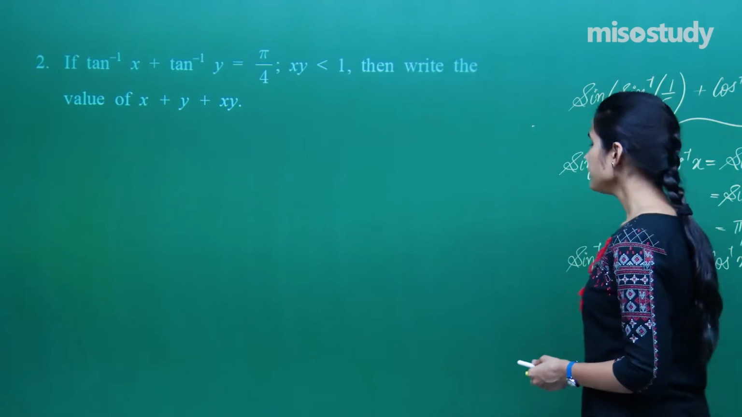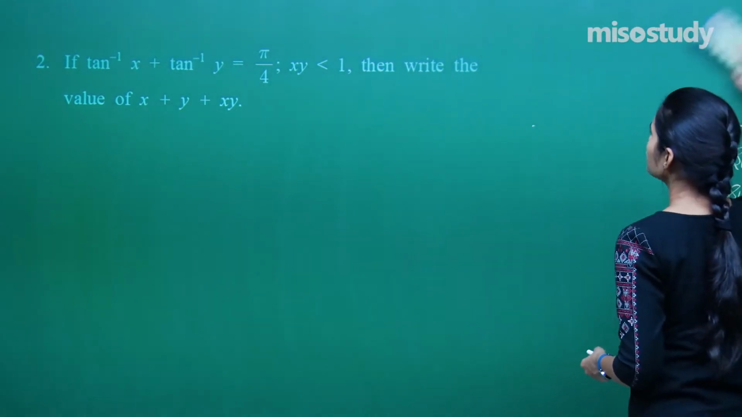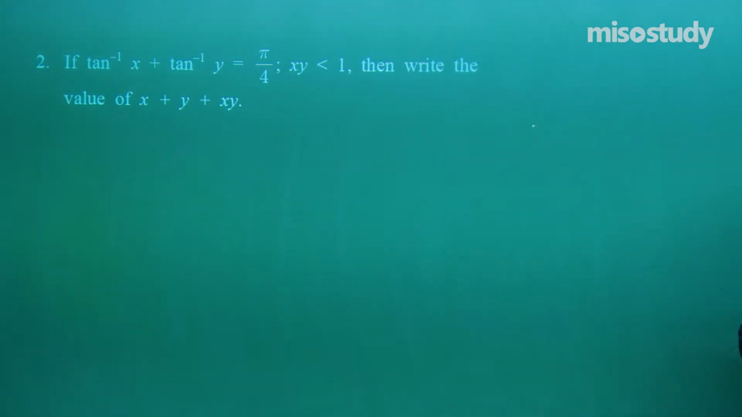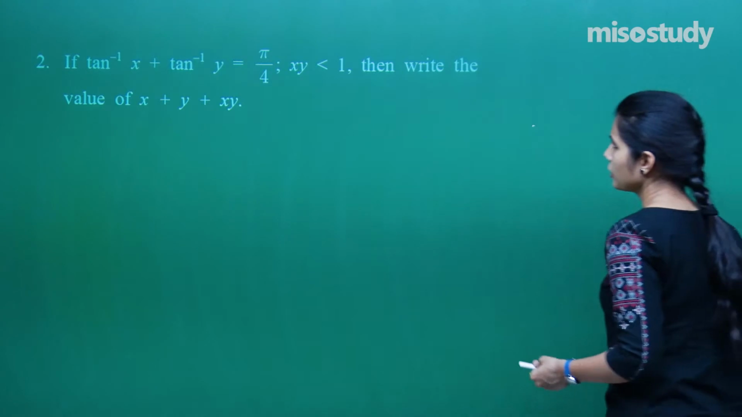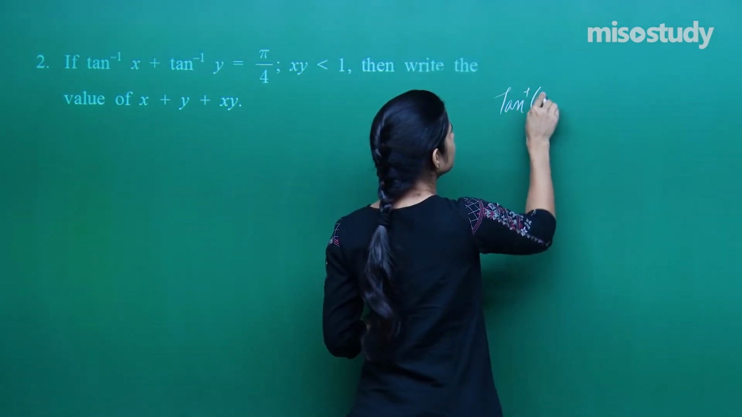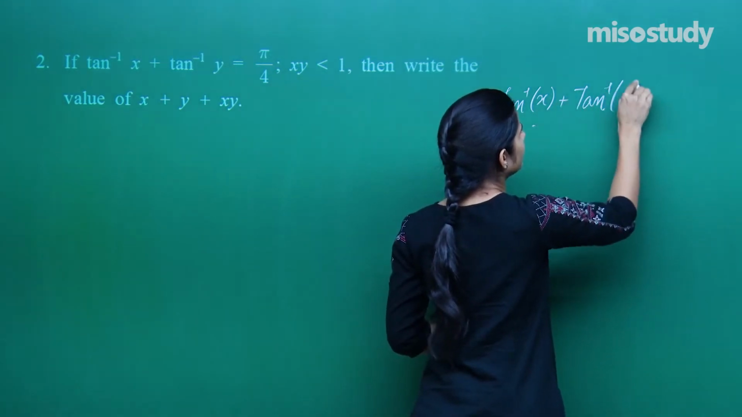Second says if tan inverse x plus tan inverse y is pi by 4 and xy is given to you as less than 1, write the value of x plus y plus xy. Okay. So you are given that tan inverse x plus tan inverse y is pi by 4.